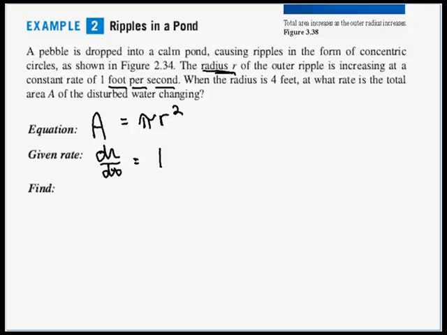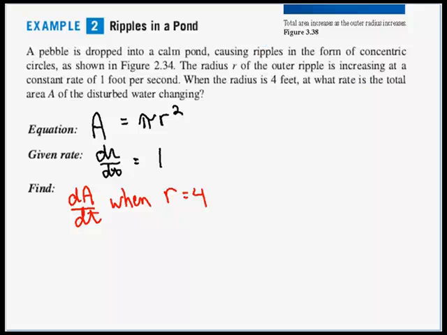And what are they asking us to find? The rate at which the total area of disturbed water is changing. So we want to find dA dt. When what? You remember these are like a snapshot in time. When the radius is 4 feet. When r equals 4. Okay. So we got the setup there.